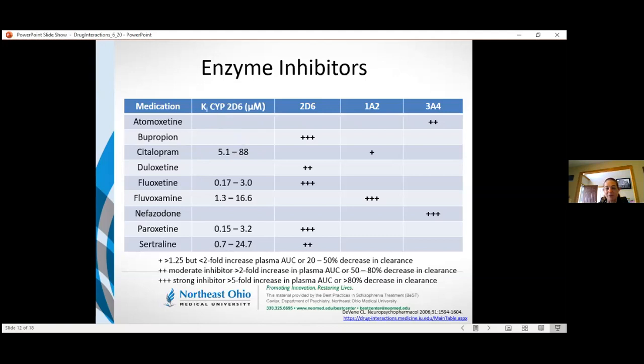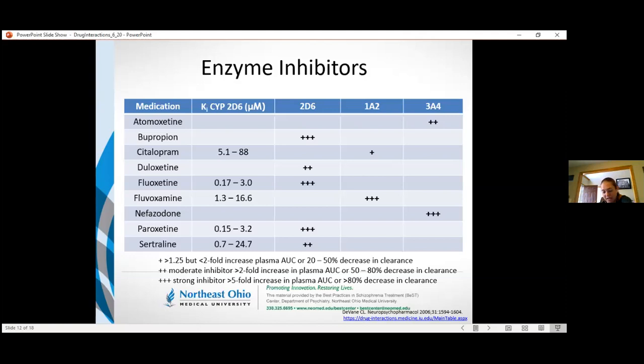One of the problems with that is we can see really large ranges depending on what test agent they're using, which animal they're using, or if they're using human cells, and, especially with 2D6, what that genetic makeup may be. So for a number of these values, we can see relatively large ranges, and they're not as clearly predictive of what we'll see in clinical practice.